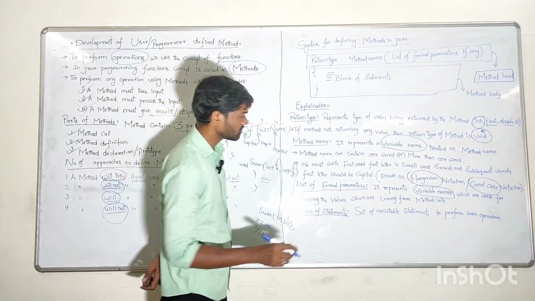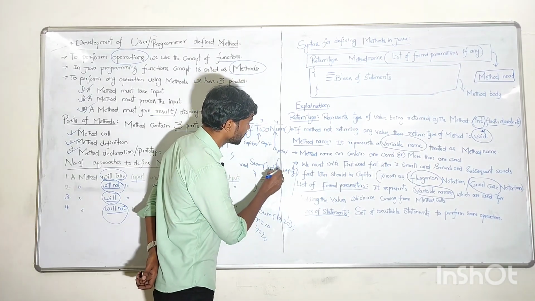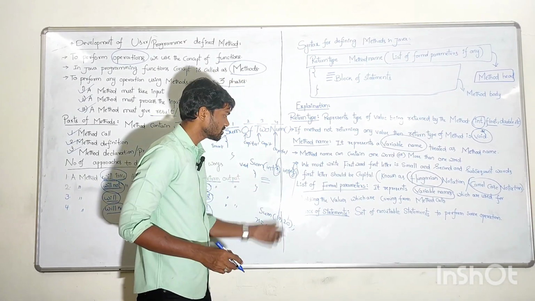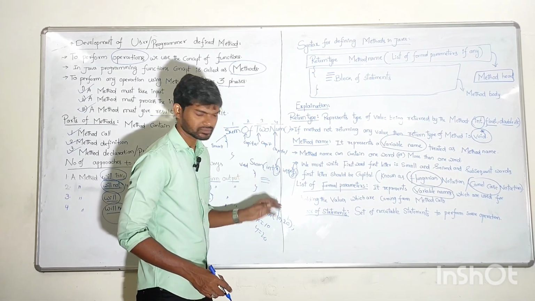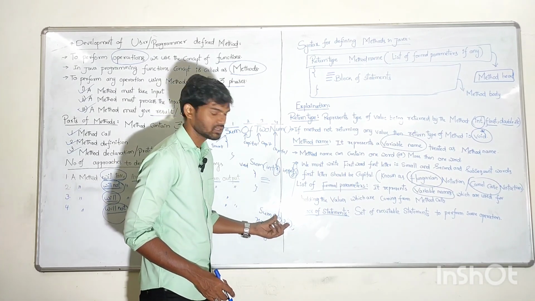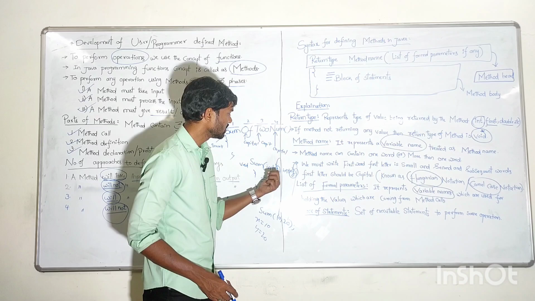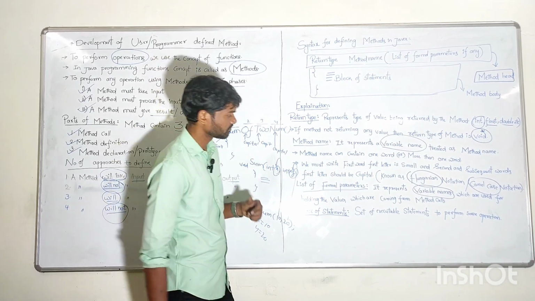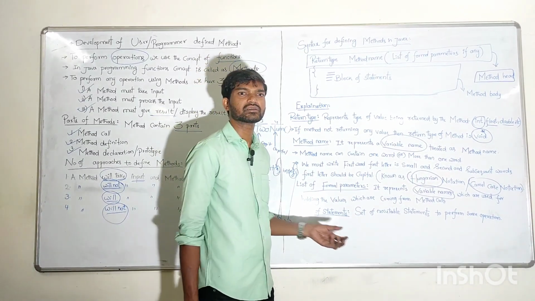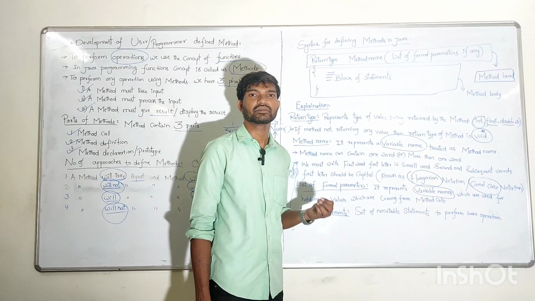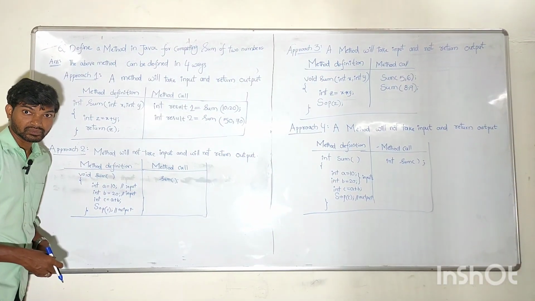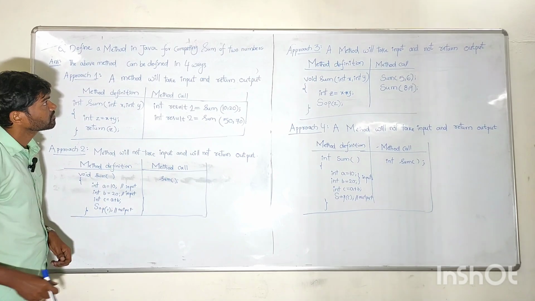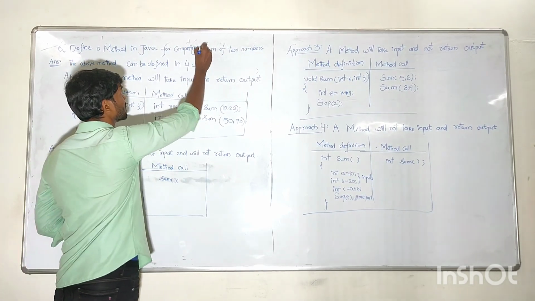So like this, what are the parameters? These are valid variable names. These will hold the values of the method calls. The method call contains some values, so these values are held by the variables like this. And the block of statements are executable statements that perform some operations. For example, define a method for computing the sum of two numbers.